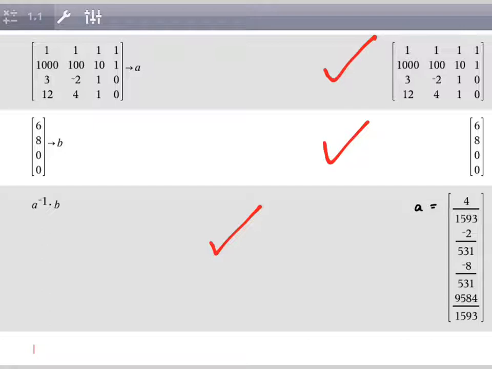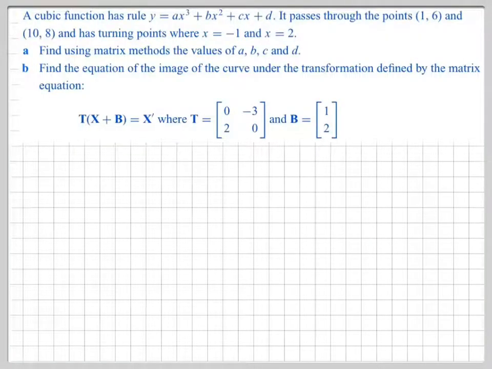There's little a, there's little b, there's little c, there's little d. Now, no wonder they asked us to do that with matrix methods. My goodness. Imagine doing that by hand. A chill pill just wouldn't do it, would it? Okay, well, we've done it. We did it. Are you pleased? I'm delighted. Now, we haven't finished with it yet.